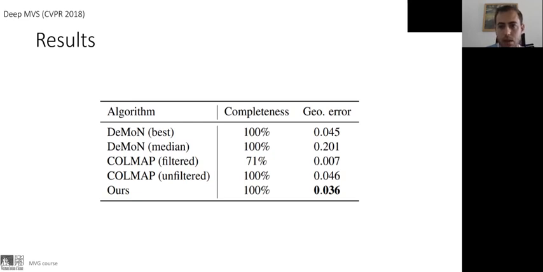Any questions till now? Again, the most important thing to understand in this case is that we need to have the ground truth for training this network. So if we don't have ground truth in our domain, we cannot use it.